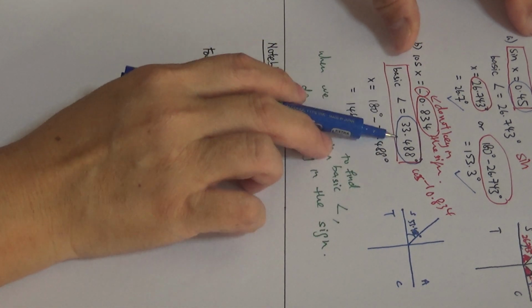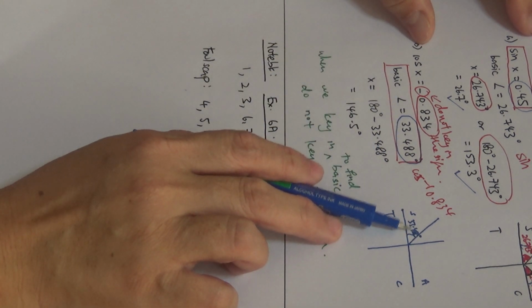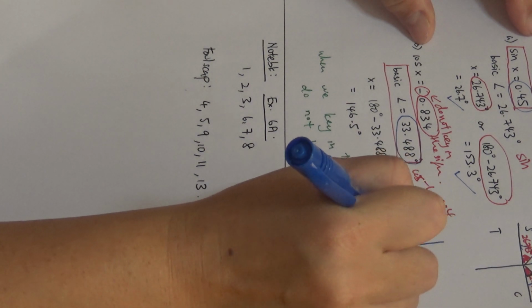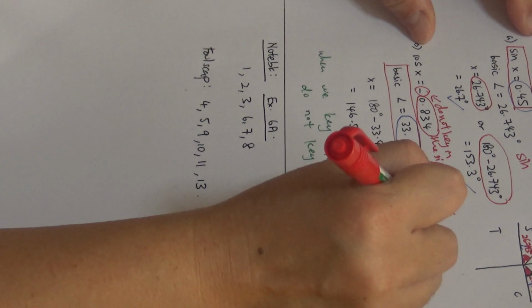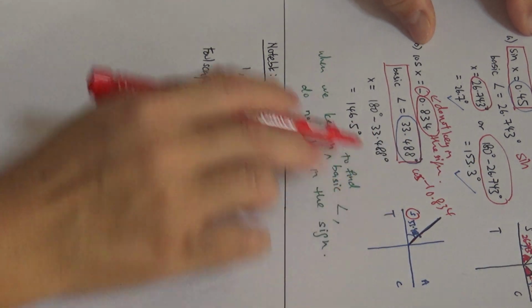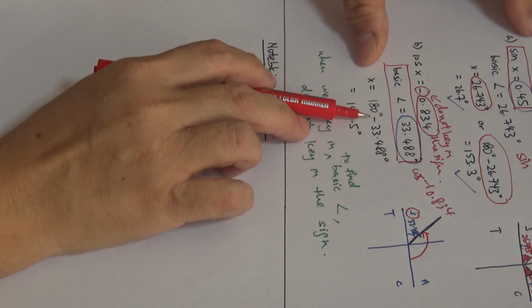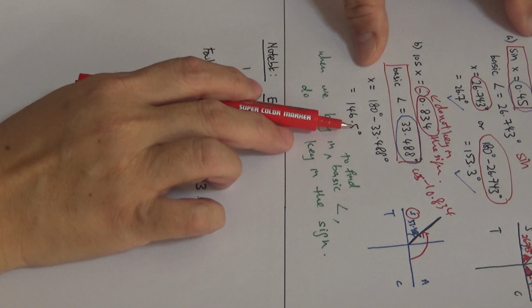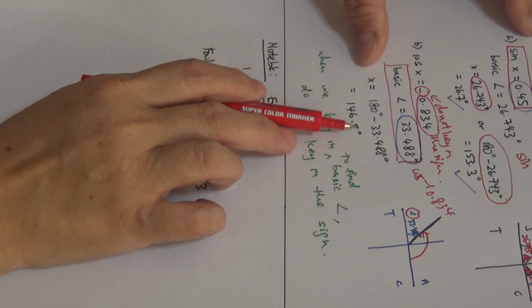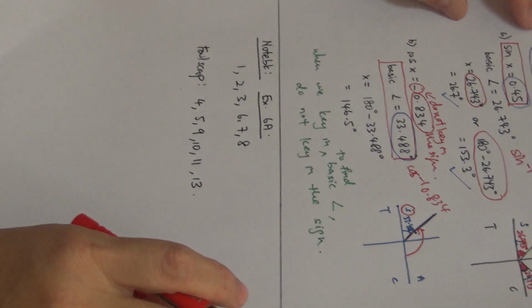So the basic angle is this, but you look at the original equation. Cosine x is negative, so it must lie in the second quadrant here, because in the second quadrant only sine is positive. So my x will be this angle here, which is 180 minus the basic angle, which is 146.5 degrees.